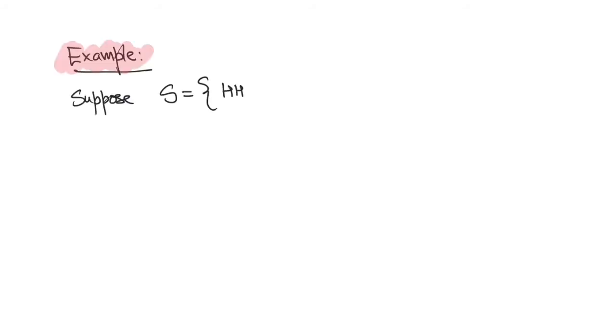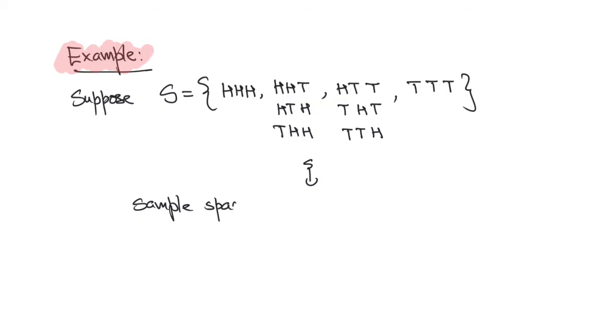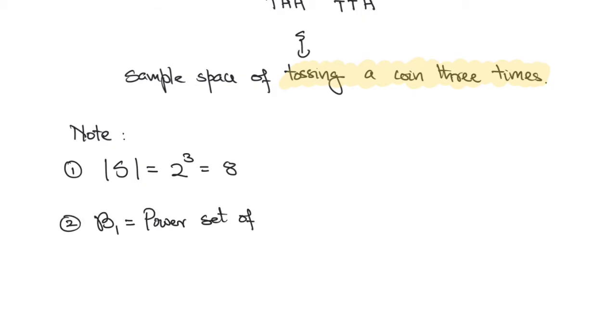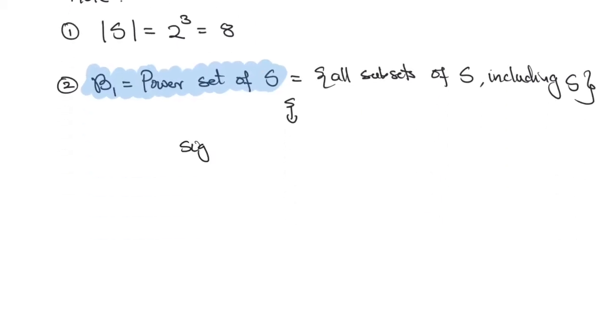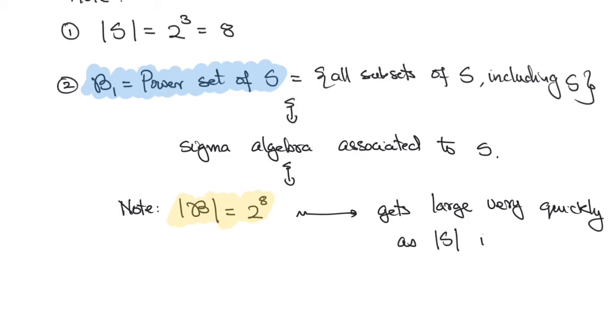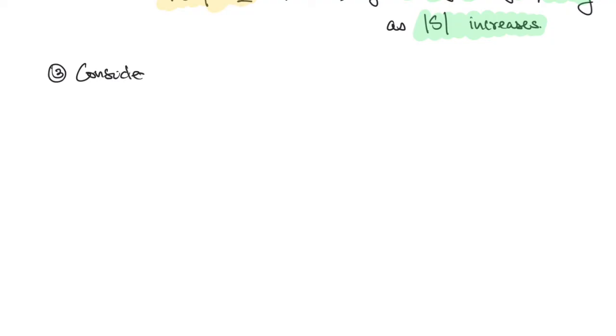Suppose our sample space S is the set containing the following 8 elements. These are the outcomes of the experiment, which involves tossing a two-sided coin 3 times. In this setting, note that the sample space contains 2 to the 3 elements, that is 8 elements. And if we define B1 as the power set of S, that is, B1 is the set of all subsets of S, including S, then B1 is a sigma algebra that is associated to the sample space S. Note that in this setting, the cardinality of B1 is 2 to the 8. Notice that as the size of the sample space increases, the cardinality of this sigma algebra increases very quickly.